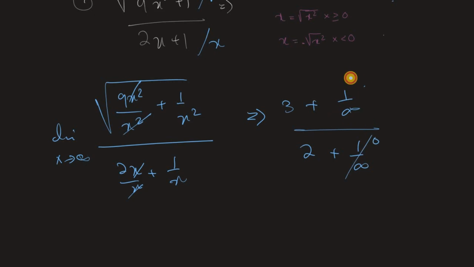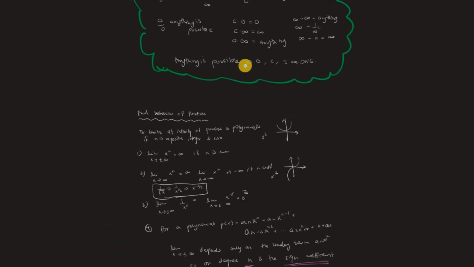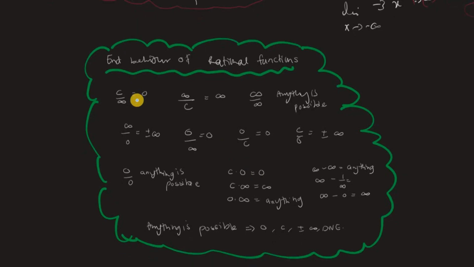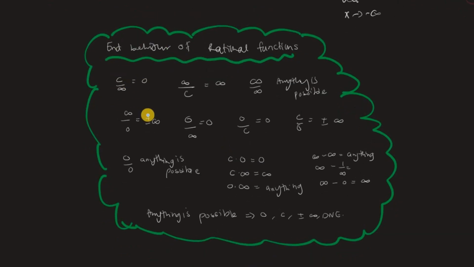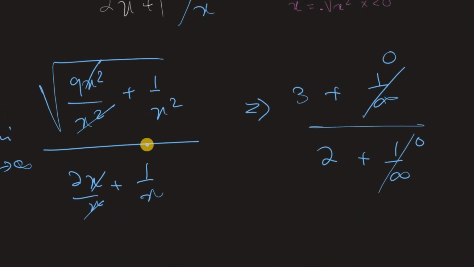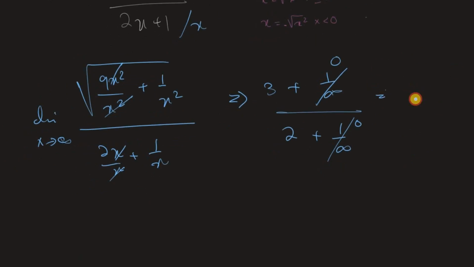So 1 over infinity, that's a 0. 1 over infinity, that's a 0. Because remember I told you guys over here, if we have a constant over infinity, that's a 0. So that's how it's going to be a 0. And so here we're only left with 3 over 2. So your answer would basically be 3 over 2.